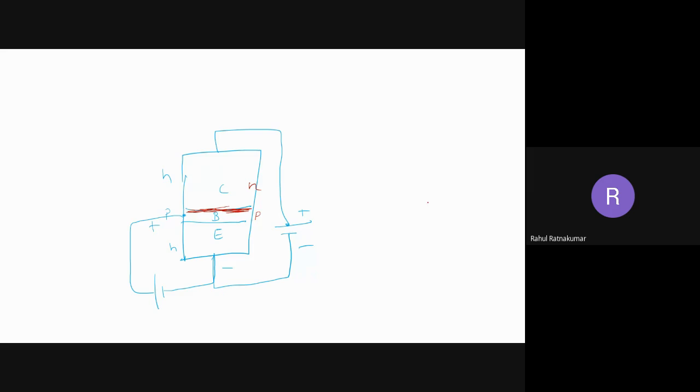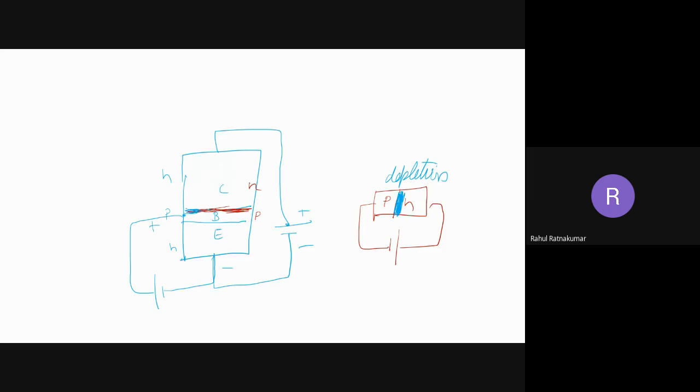In a PN junction diode, this is P, this is N. Now I'm going to reverse bias it. We have studied that when we reverse bias the PN junction diode, the depletion region is going to increase. This is the depletion region, and it is going to increase. So the same thing happens here.